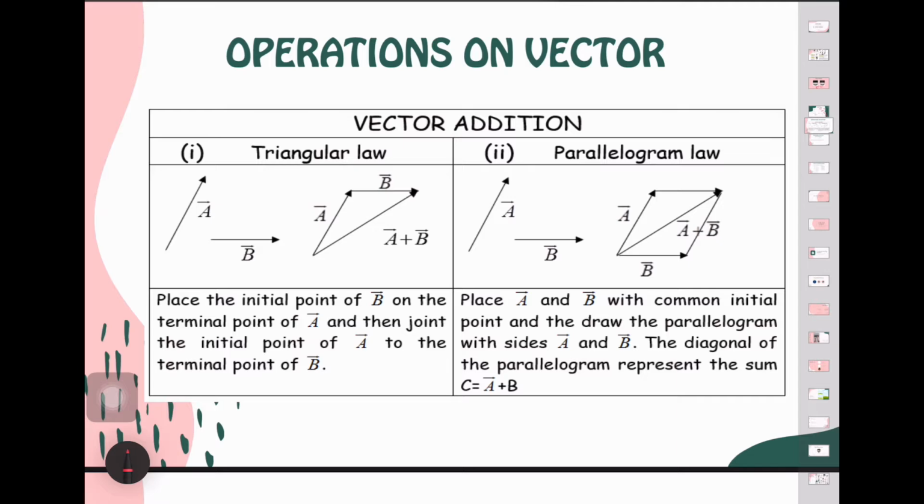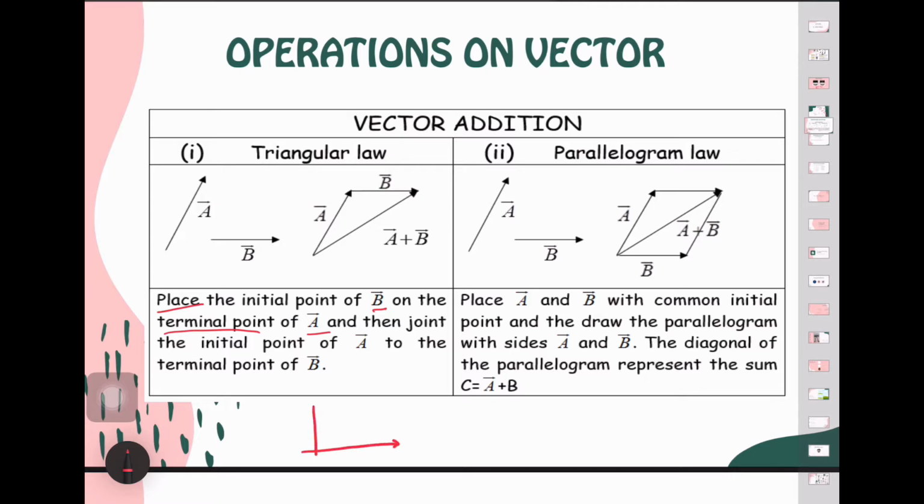parallelogram law. Okay, so if you place the initial point of B on the terminal point of A, then join the initial point of A to the terminal point of B, that is the addition of the two vectors. Okay, what is the meaning of that?